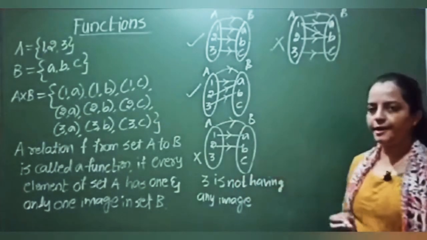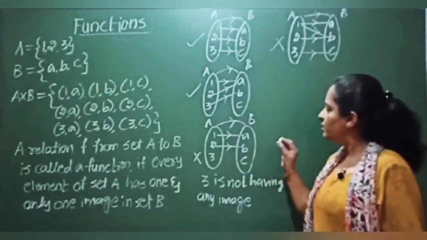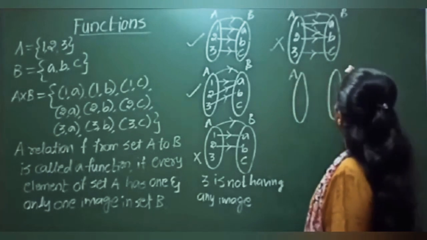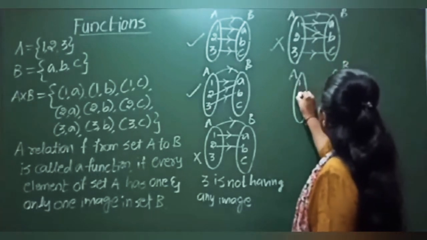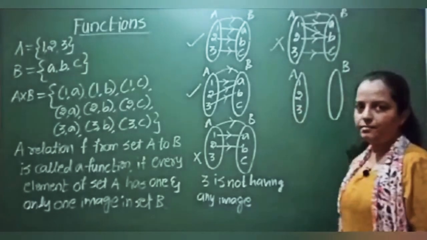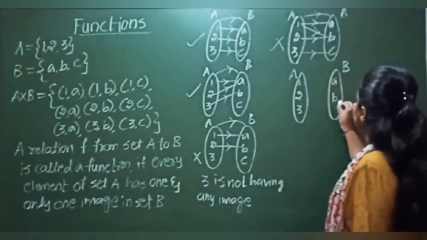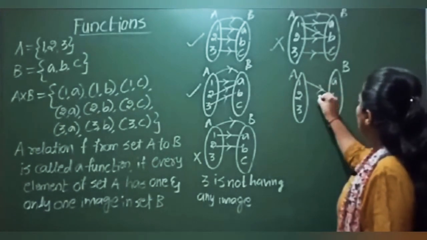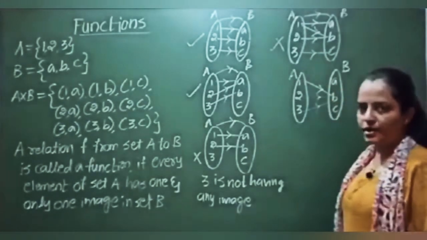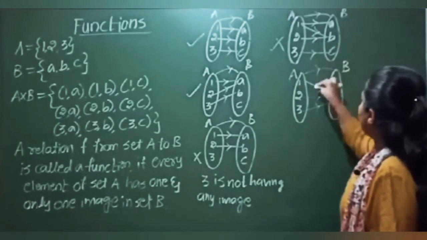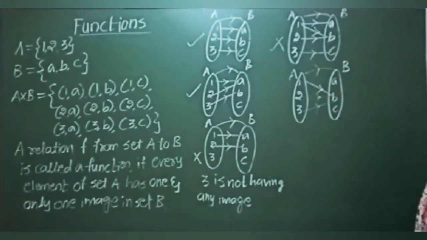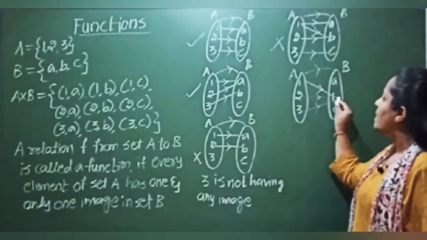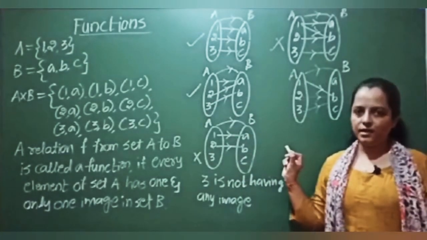Now I'll consider another relation. We'll think, is it a function or not? So I'll consider another relation from set A to set B. Set A has elements 1, 2, 3, and set B has elements A, B, C. And I'll consider 1 is related to B, 2 is related to B, 3 is also related to B. So this is a relation from set A to set B. Yes, this is a relation because it is a subset of A cross B, because it has the elements (1, B), (2, B) and (3, B).